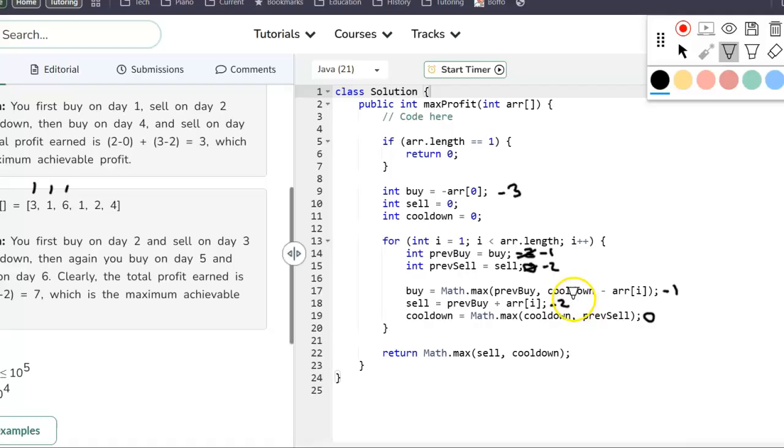Sell is previous buy, which is -1, plus array at I, which is 6. Oh, that's good. So we could make a profit of 5 here by buying on day 2, selling on day 3. Cooldown, max of cooldown, which is 0, or previous sell, which is -2. So that stays at 0. All right.